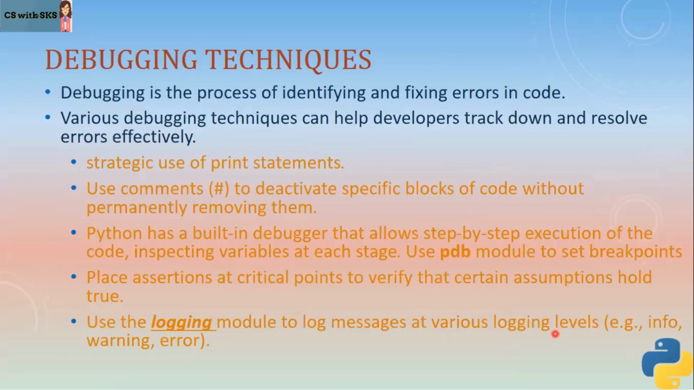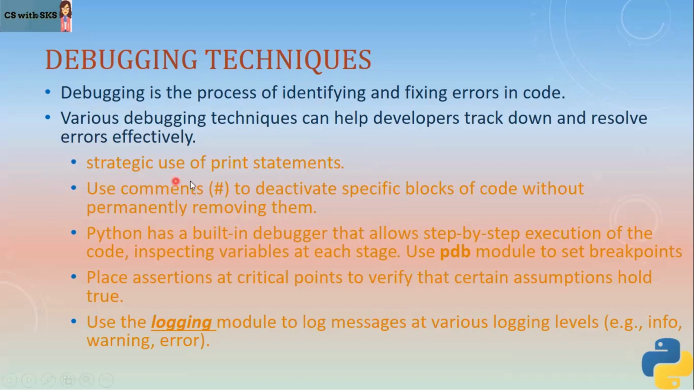Next, we have some debugging techniques. Now, if you encounter errors during the program execution, you have to have some techniques in hand to fix these errors. So debugging is basically the process of identifying and fixing the errors in program code. Some of the debugging techniques I have mentioned here.